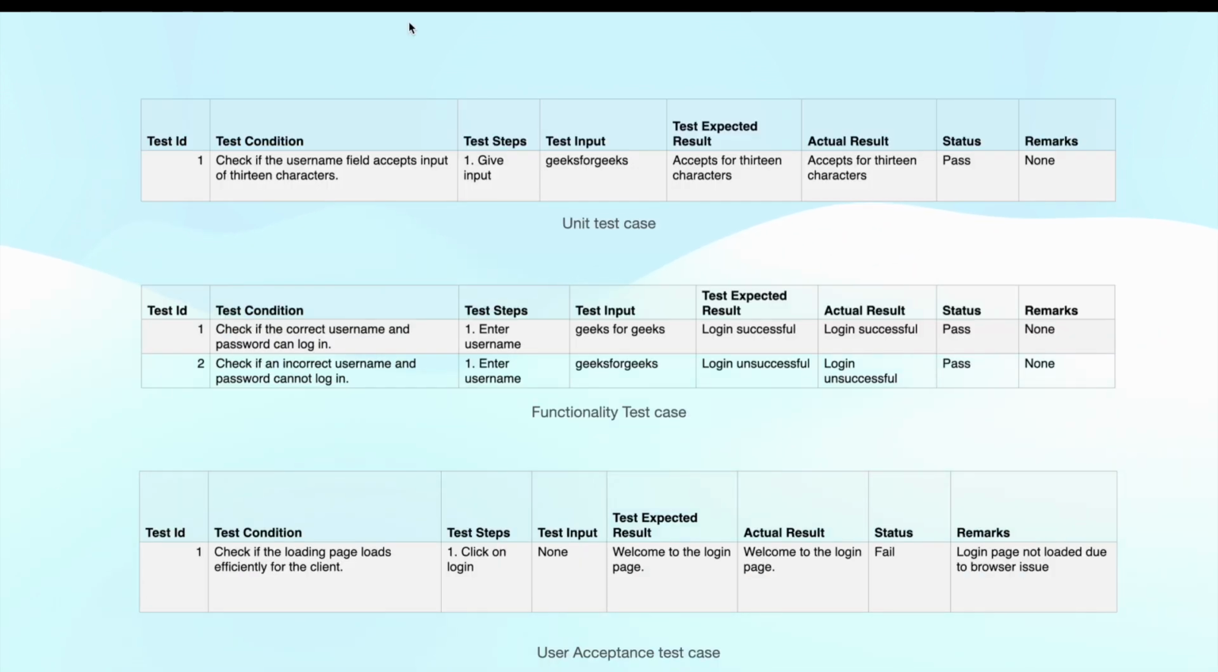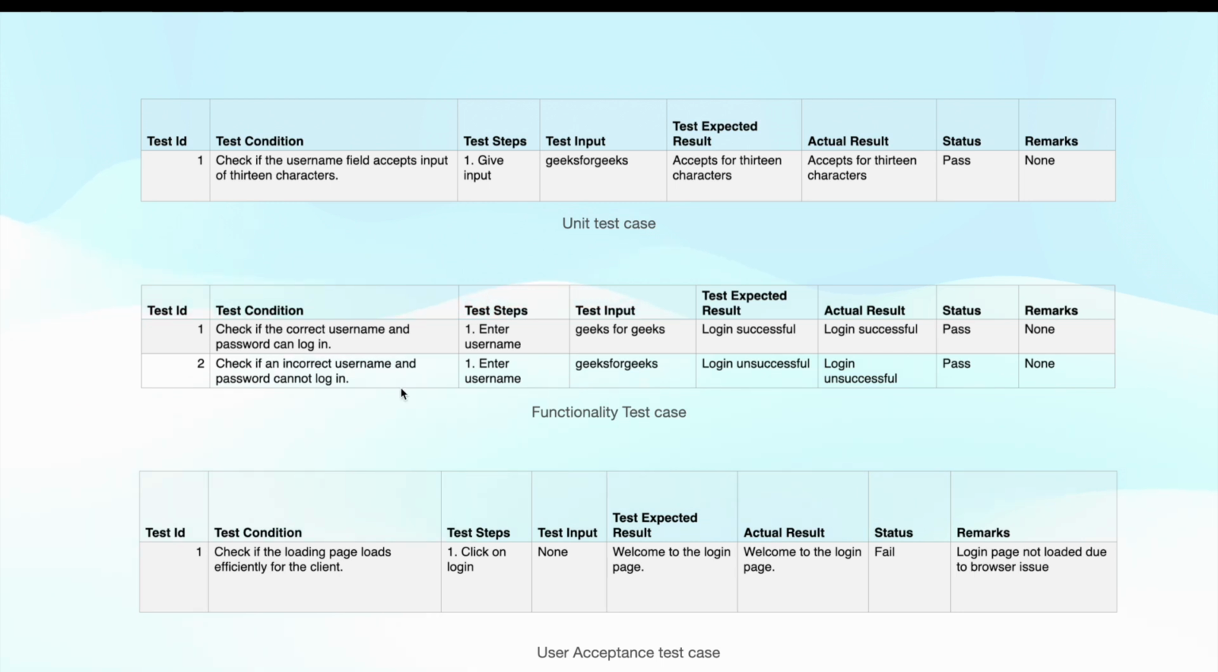So here are some examples for types of testing like unit testing, functionality testing, and user acceptance testing. Suppose here we are checking if the username field accepts input of 13 characters. Test step: give input, then suppose we are putting the text. Expected result is accept 13 characters, actual result is also the same, then it is pass.